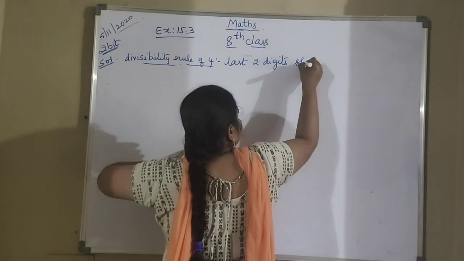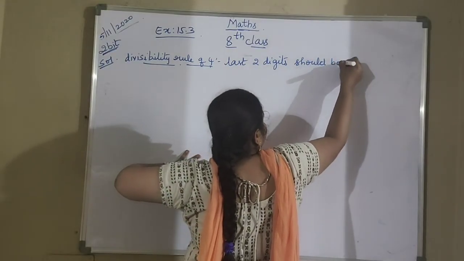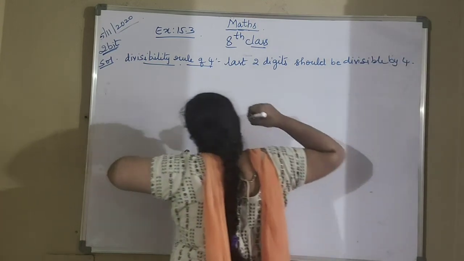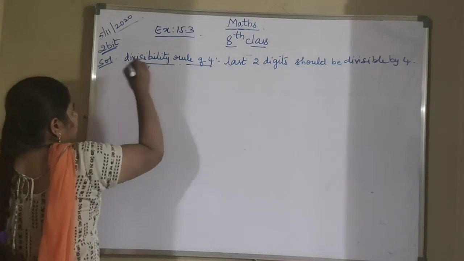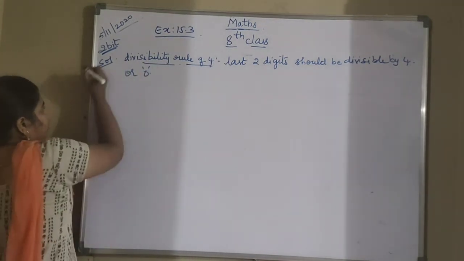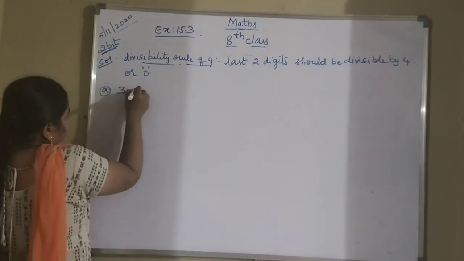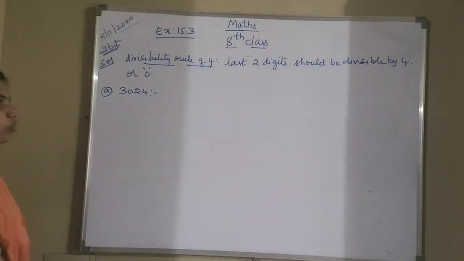First, write the divisibility rule here. So what is the divisibility rule of 4? The last 2 digits should be divisible by 4, or zeros. Okay, so the first bit in this, what is the A bit? 3024. We have to check whether it is divisible by 4 or not.